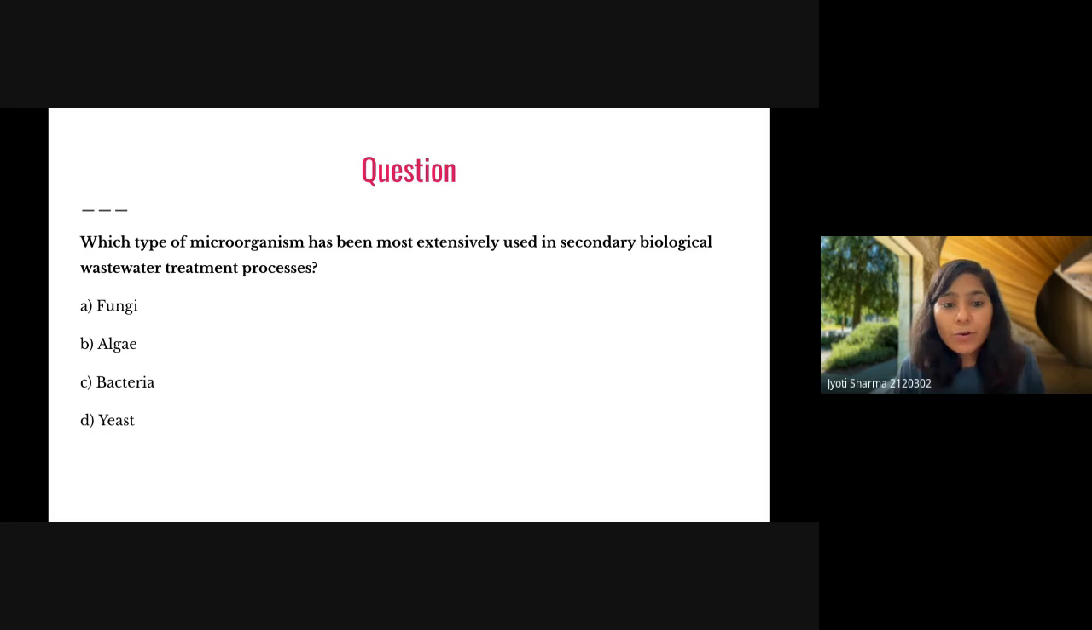Which type of microorganism has been most extensively used in secondary biological wastewater treatment processes? Fungi, algae, bacteria, yeast.